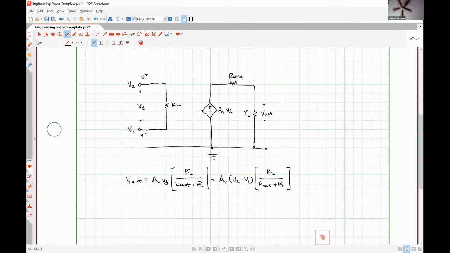If I recall correctly, for part B, an open loop voltage gain of 120 decibels is the same as 1 million volts per volt. So that gain's really, really high. So we're going to have a million, which is 10 to the 6.